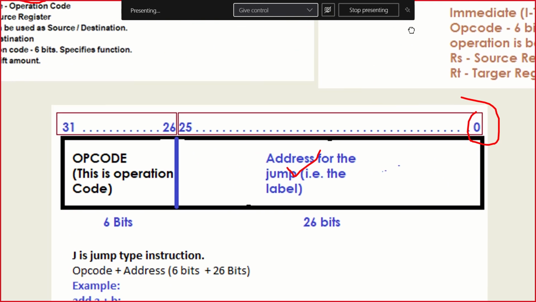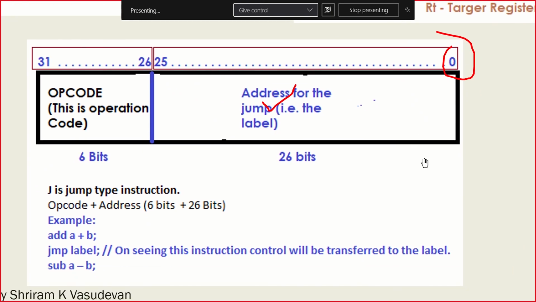Right. The final one here in this flow is the jump. What do you mean by jump? I'll have to move the control to a different memory location using this jump instructions. And the jump instruction is straightforward. If you give jump label, it will jump to that location. The label is nothing but a memory location.